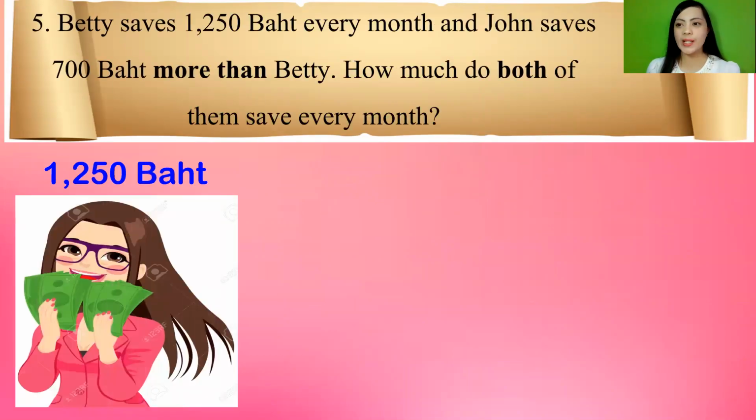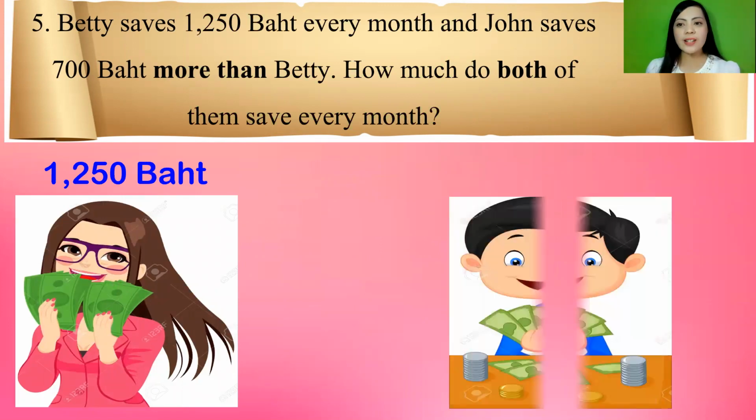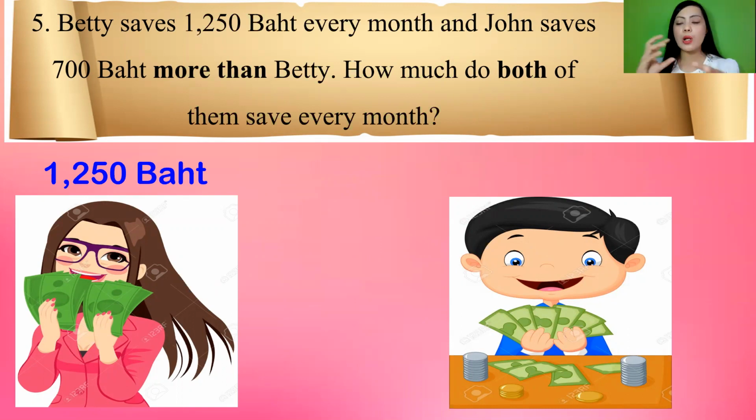Betty saves 1,250 baht every month. Wow. And John saves 700 baht more than Betty. How much do both of them save every month? So definitely we are looking for the total money they save. All right, now go back to John's savings. John saves 700 baht more than Betty.